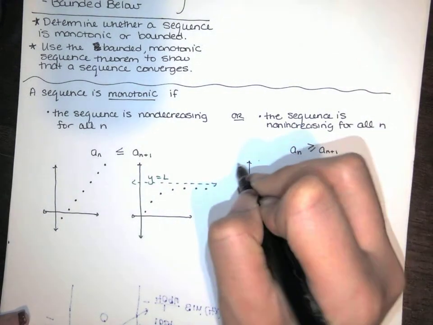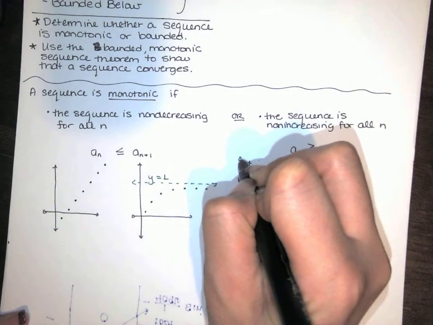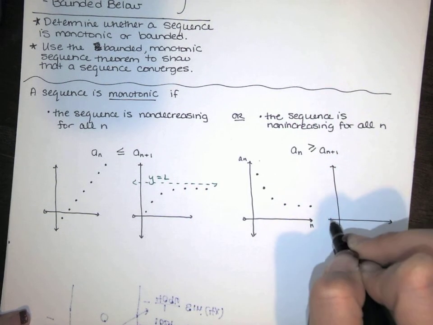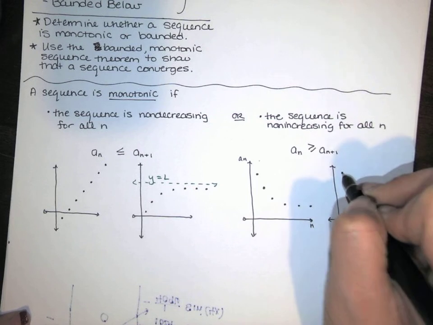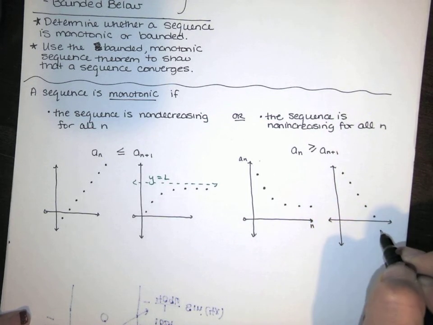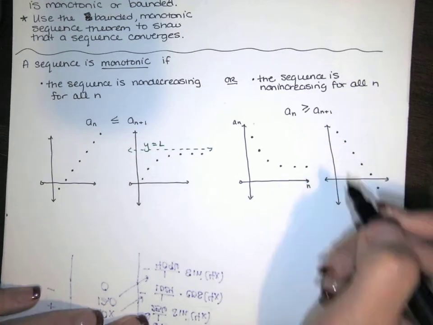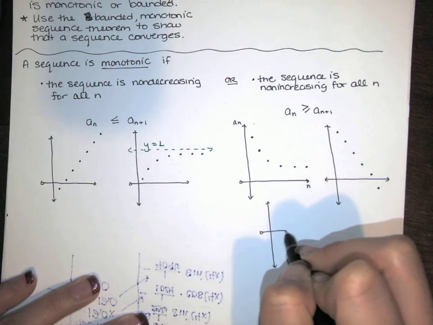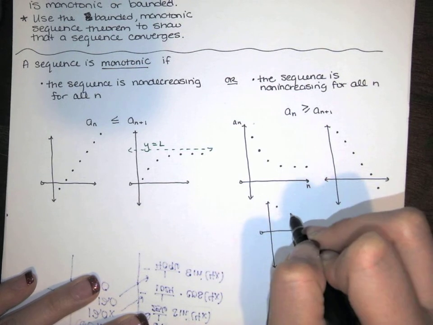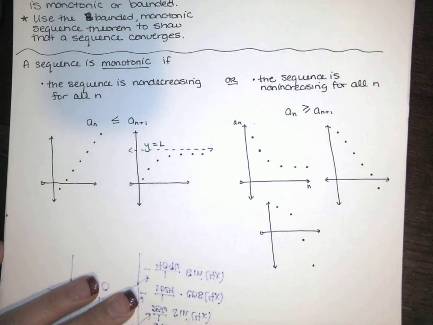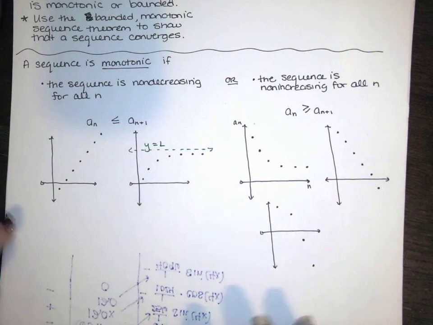Another possibility for a non-increasing sequence might be something that looks like this. So that's clearly decreasing. Or we might have something that looks almost like a parabola. Also decreasing. Okay, so all of those are monotonic.